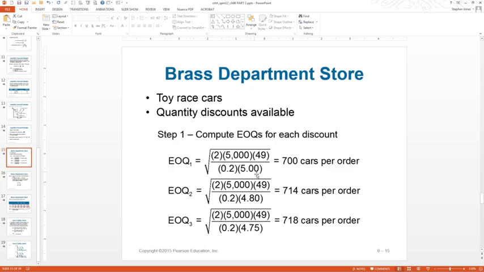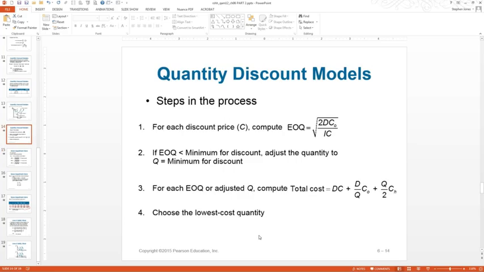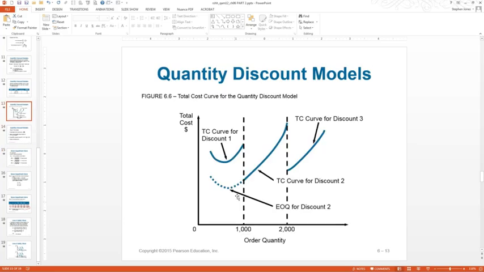With no discount, it's $5 per unit. With the discount for the second level, it's $4.80, and the discount for the third level is $4.75. Now, what that does is change your EOQ. So without a discount, it's 700. With the first discount, 714, and the third discount, 718. Notice, as I said, all of those are actually down in here, no matter how these curves are drawn.